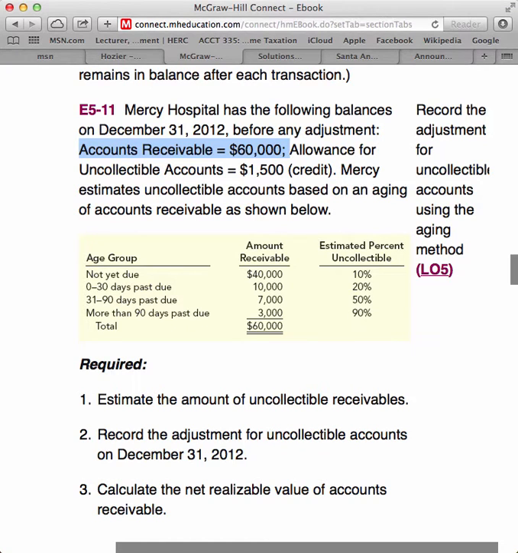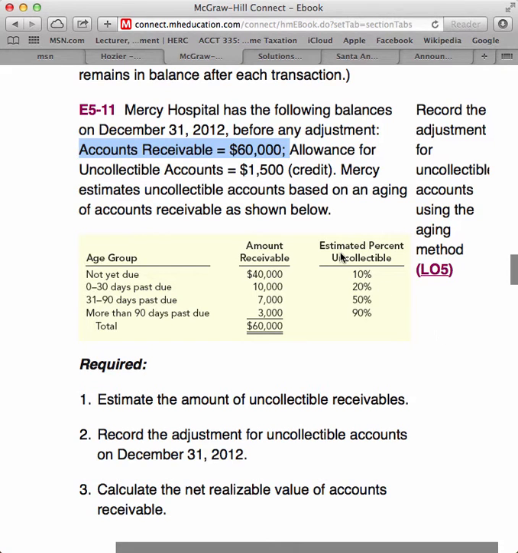Hello everyone. This is a demonstration on Chapter 5, Exercise 5-11. Here we're going to record adjusting entries for uncollectible accounts using the aging method. Throughout the chapter, most of the problems are using the allowance method, and here we're going to try a different method, which is the aging method.